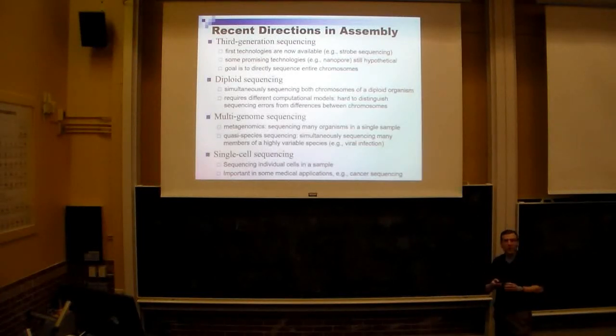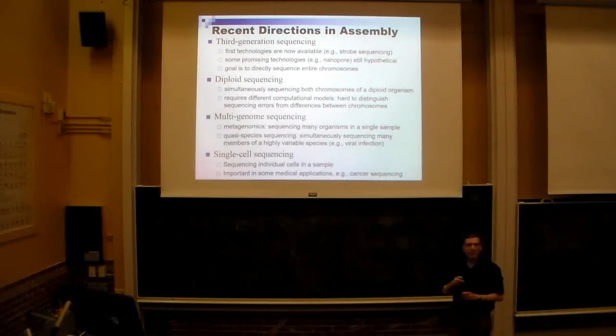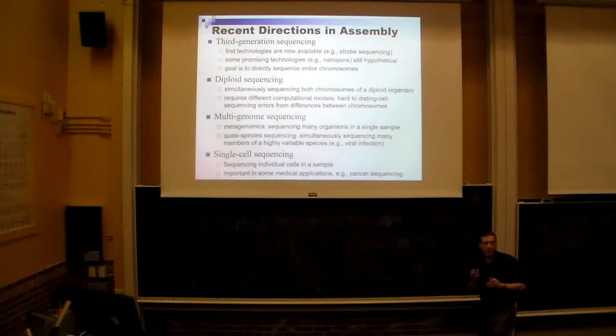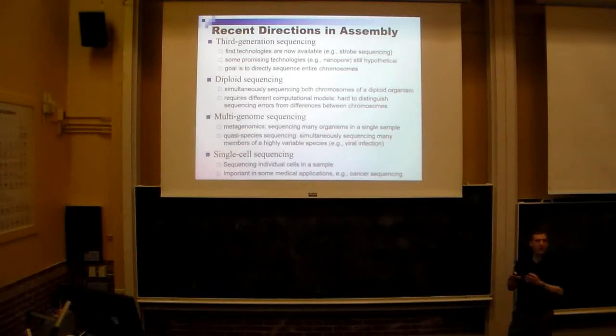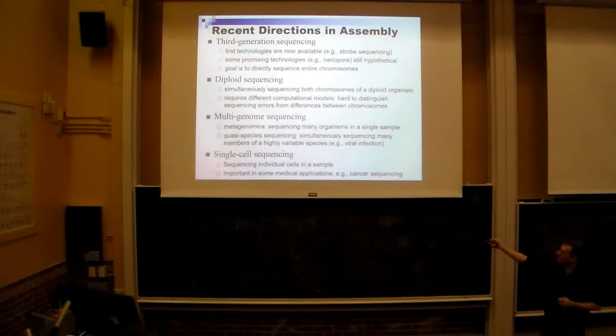Many viruses evolve very quickly, so if you try to sequence a virus that is infecting a person, you may get lots of vaguely similar but divergent sequences all mixed together, and it becomes a very hard problem to figure out anything useful from that.